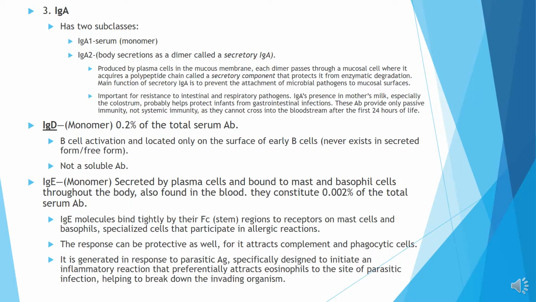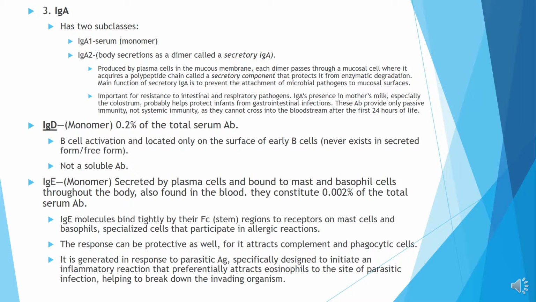IgA has 2 subclasses. IgA1 is found predominantly in the serum and is usually in the form of a monomer, and IgA2 is found in body secretions as a dimer and is called secretory IgA. IgA is produced by plasma cells in the mucous membrane, and each dimer passes through a mucosal cell where it acquires a polypeptide chain called a secretory component that protects it from enzymatic degradation.